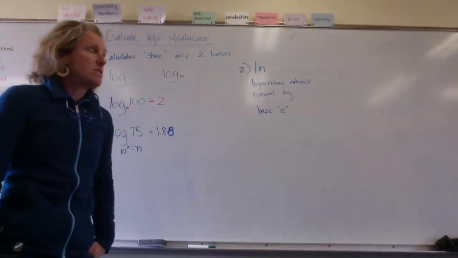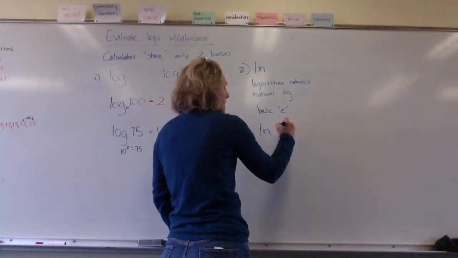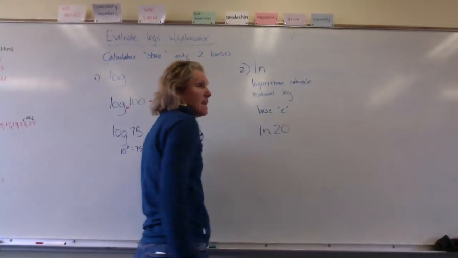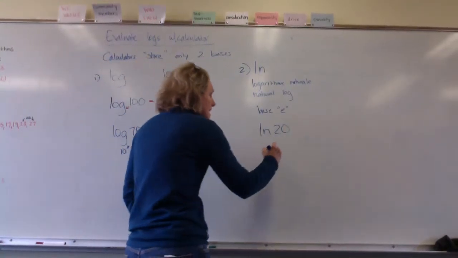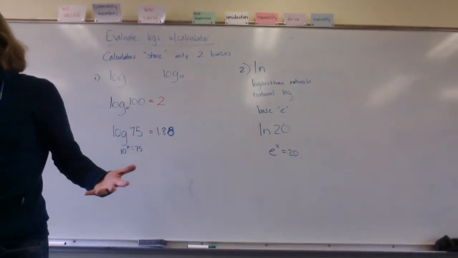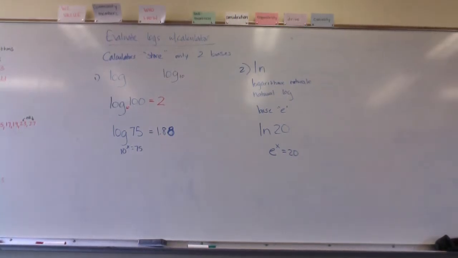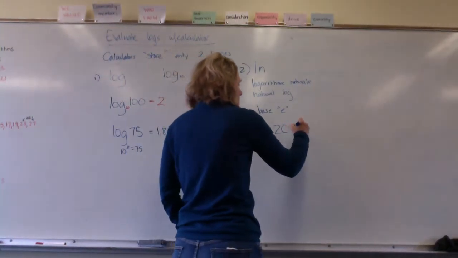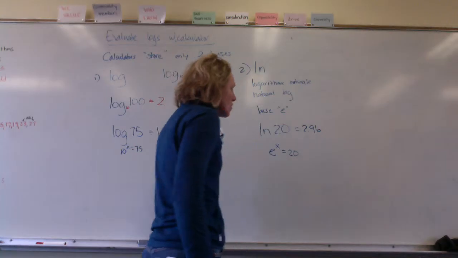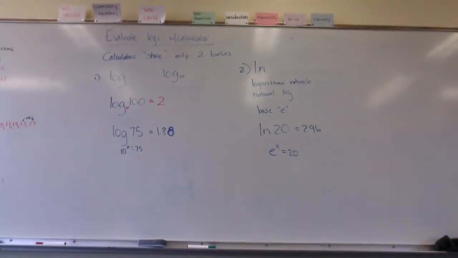That's Euler's number. So if I ask you this, ln of 20, that question is really e to the what is 20? Does anyone know? No. So you just type it into your calculator. So you find the ln button. 2.996. It's almost 3.